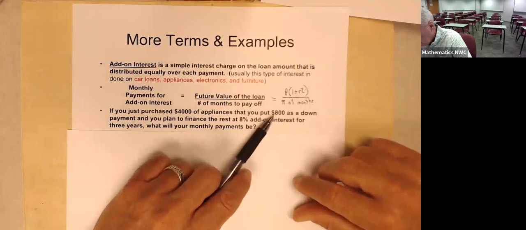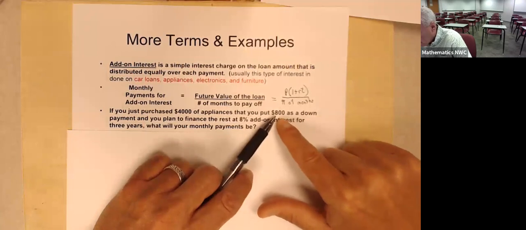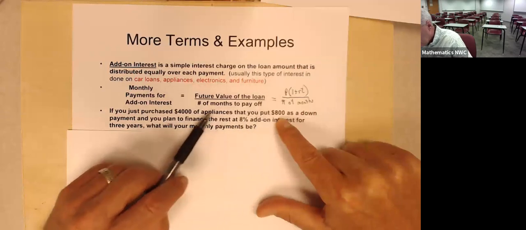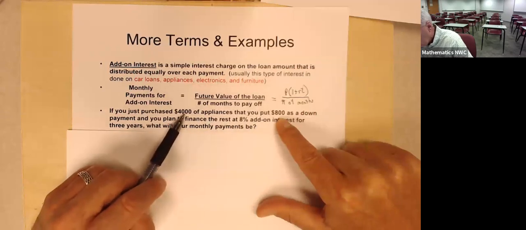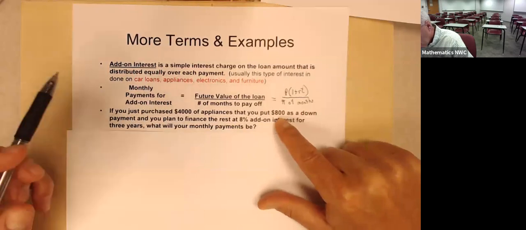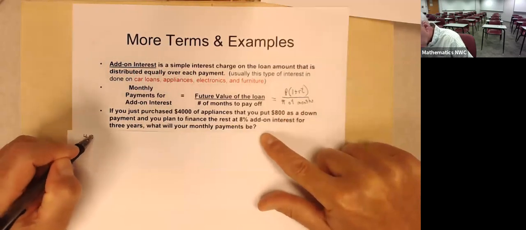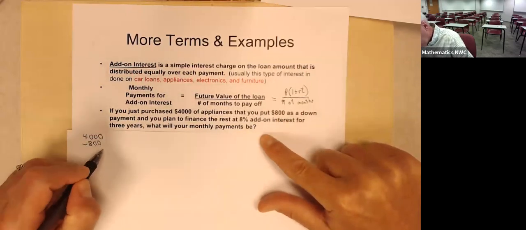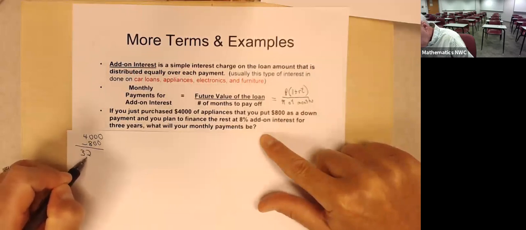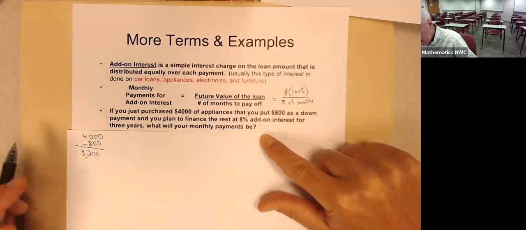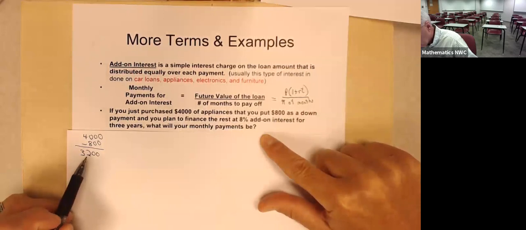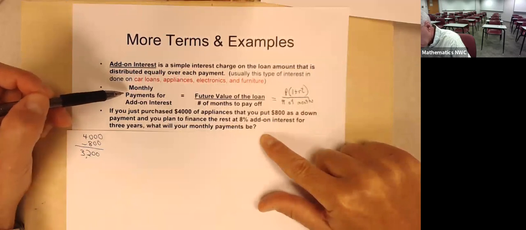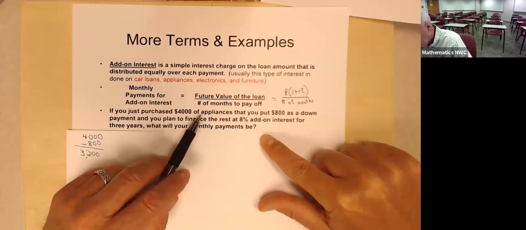Well, let's make sure that we recognize what that 800 down means. That means I paid part of the 4,000. 800 is not all of it. So I have some amount left, a balance left. What do I have left? It's going to be the 4,000 minus what I put down, 800. That leaves me 3,200. That's how much I'm going to have to borrow. That's going to determine the monthly payment that I'm going to have to make for these appliances.